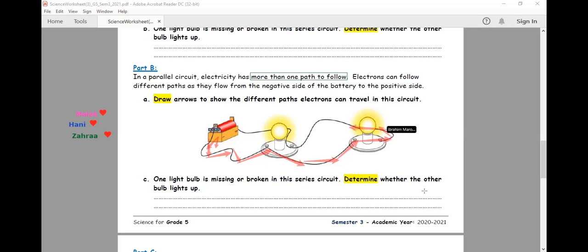Bravo, Ibrahim. This is the first pathway for the electrons to flow through. So electrons flow through the first pathway. Who wants to help Ibrahim and draw the second one? The second pathway for the electrons.